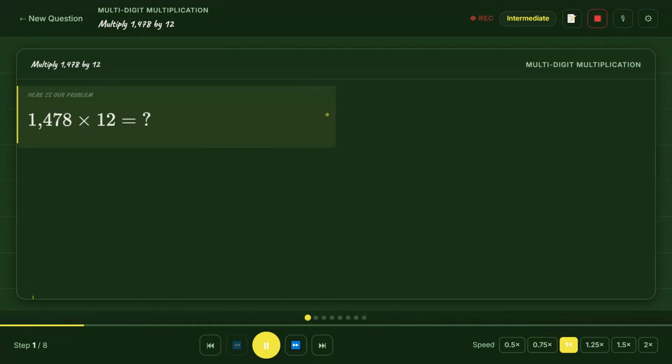Hey there, today we are going to find out what 1478 times 12 equals. It looks like a big problem, but don't worry, we will do it one small step at a time.